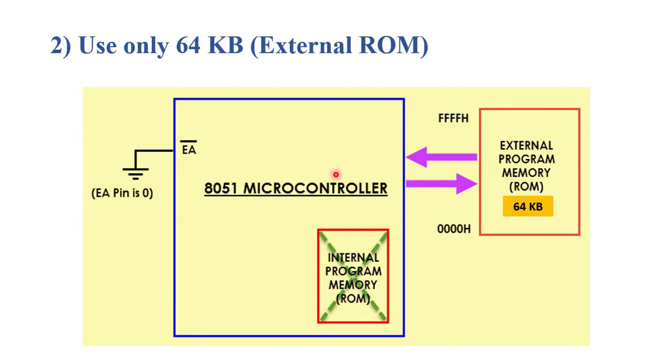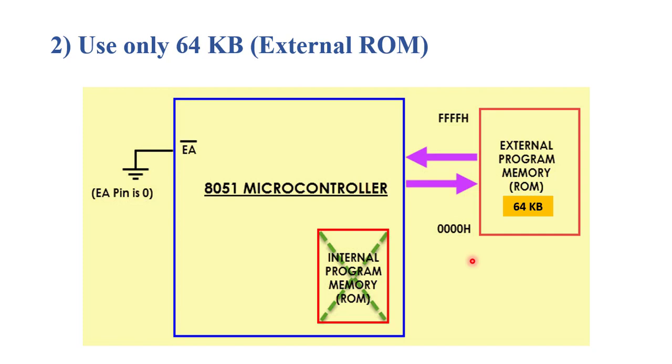So here we see in the diagram, in this case, we don't use the internal program memory, that is 4 kilobyte, and we only use 64 kilobyte of external program memory whose address is starting from 0000H to FFFFH. So to get this combination, we make the external access pin of 8051 microcontroller become low. It means this pin becomes 0. We connect the external access pin of 8051 microcontroller to ground. So when we connect the EA pin to ground, this pin getting 0 and the complete external ROM is accessed.